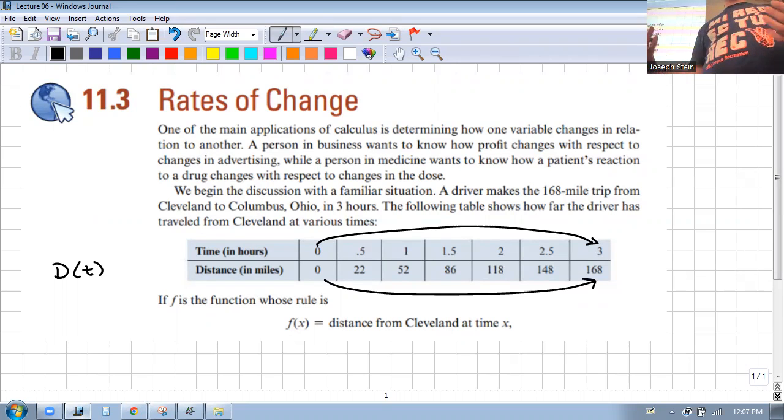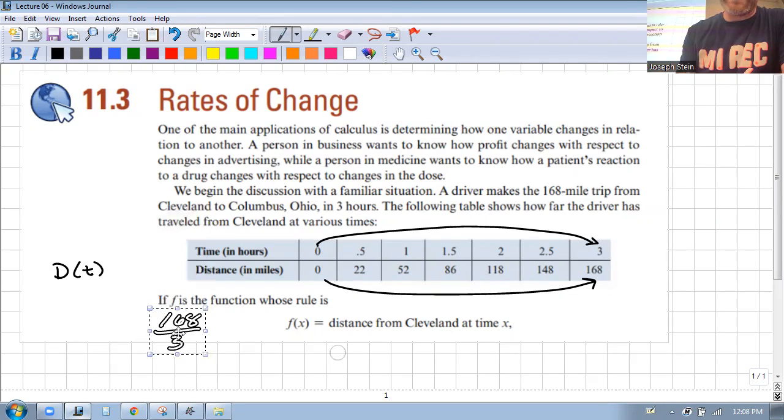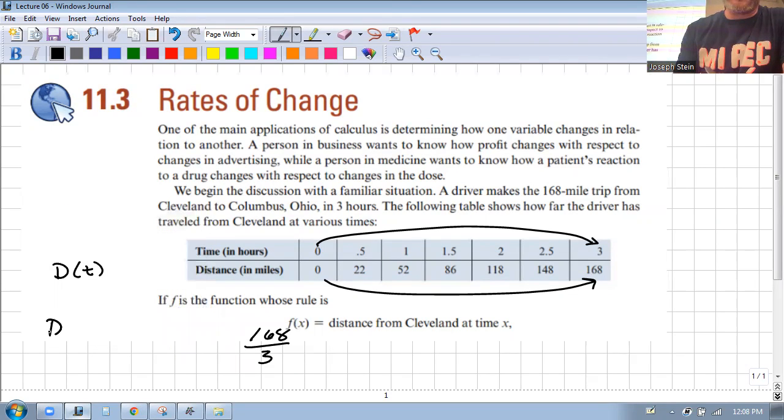So your average speed, right? Like when you drive, you might speed up, slow down. You're not driving exactly 55 miles an hour the whole time, right? You speed up, slow down, right? But you would have an average speed. So the average speed is what we would look at. We'd say, well, we traveled 168 miles in 3 hours. And whatever that fraction is, that would be the average speed. Does that make sense?